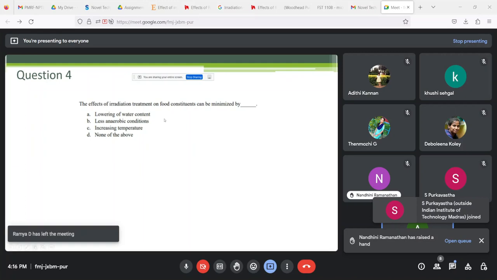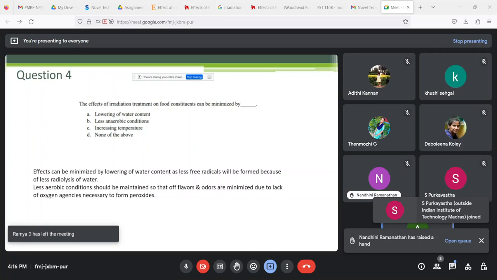If you lower the water content, the amount of hydronium ions or excited water that you're forming will also be less. So that will not drastically affect your food constituents. Lowering of water content is actually the preferred way of going, because that way you will have lesser radiolysis of water and lesser damage to the food constituents. And less anaerobic conditions is actually not preferred, because less anaerobic conditions means you're supplying oxygen, and oxygen will also form free radicals and will result in off flavors and odors. So you actually want to keep an anaerobic condition and not an aerobic condition.